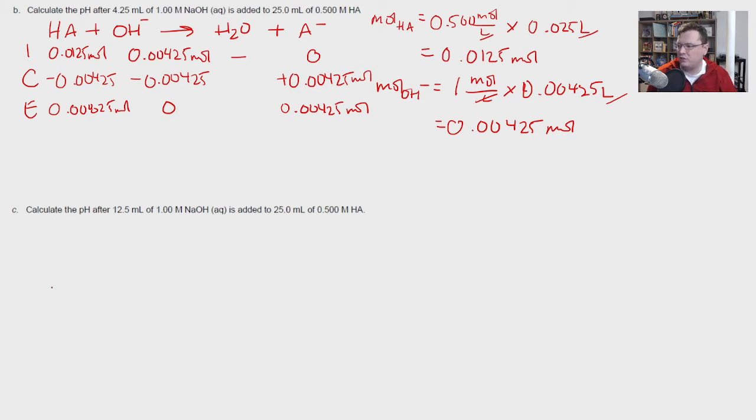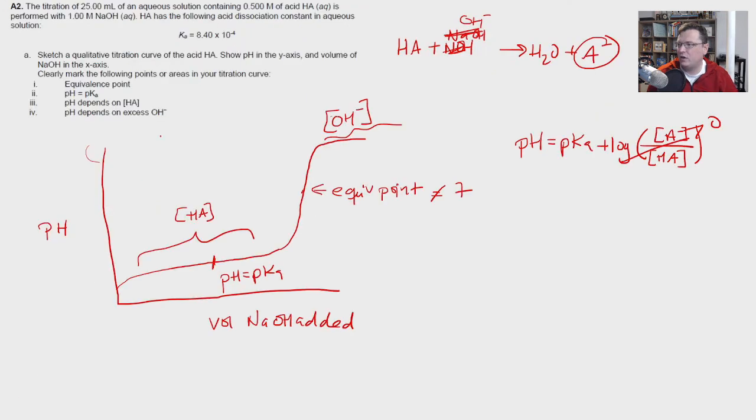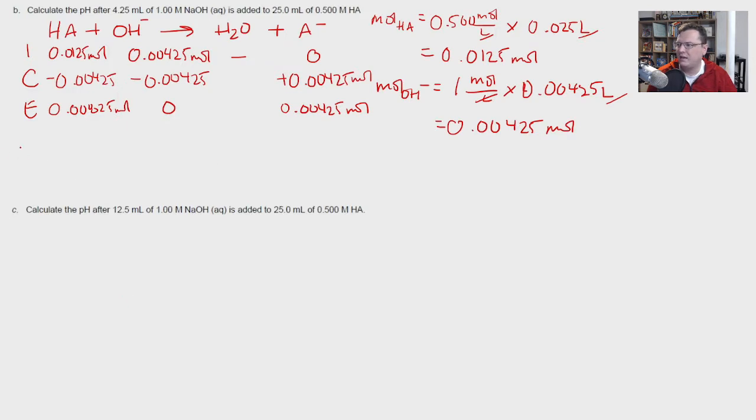The only thing we really have to do now is go back over here, where we have the Ka value for this acid. We're given it right here. We have to convert that into the pKa. So let me just copy that over. The Ka is 8.4 times 10 to the negative 4. To calculate the pKa, all it simply is, is the negative log of the Ka.